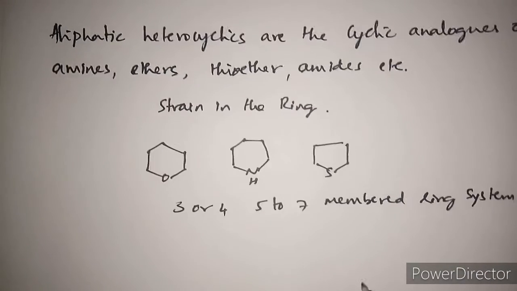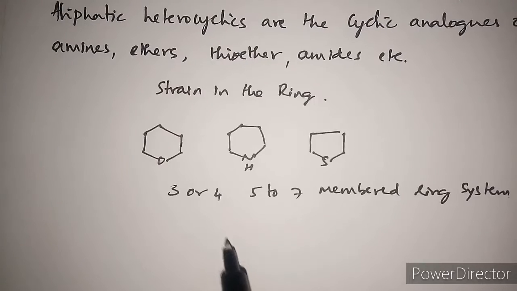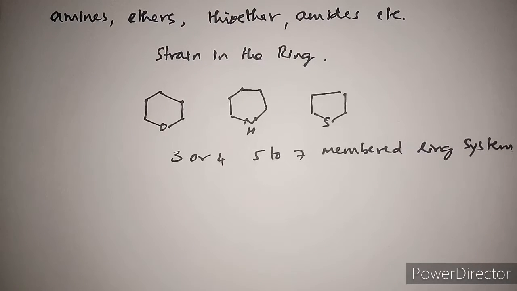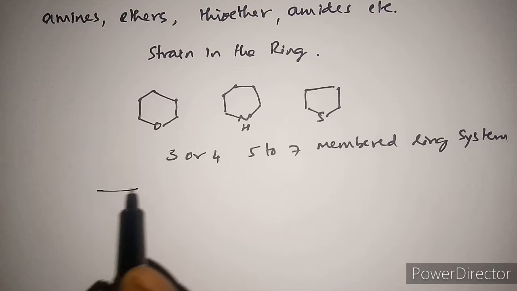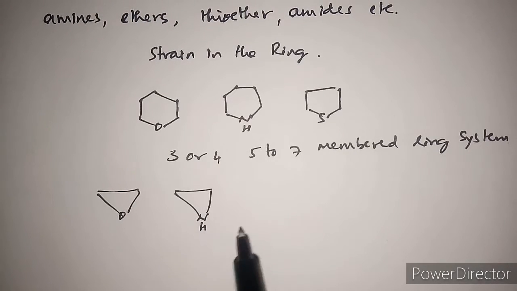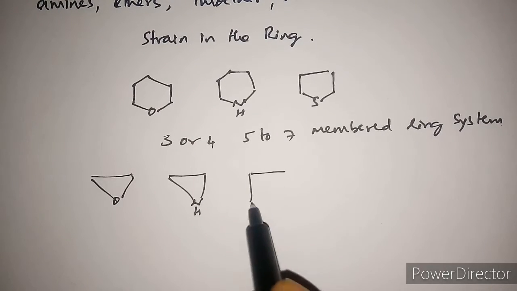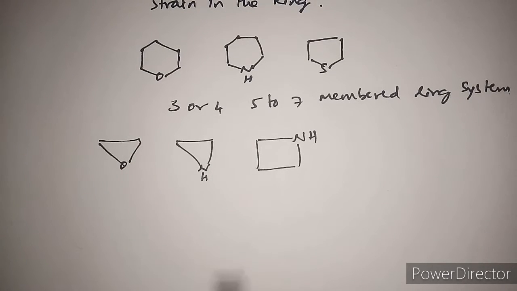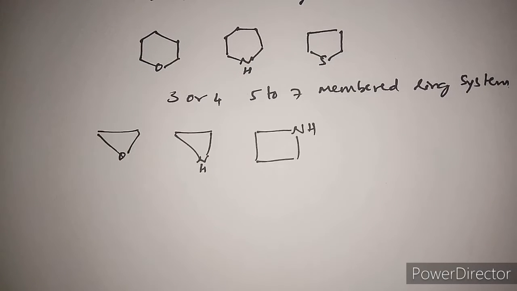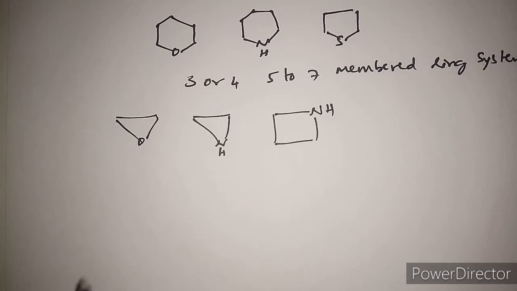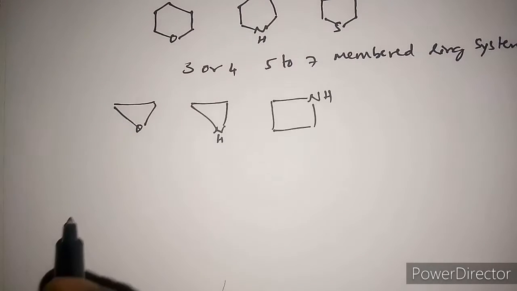The 6 membered ring system is very rare, but it actually attains an aromatic ring. In the case of aliphatic, 3 to 4, we can give such examples. Then 3 to 4 or 5 to 7 membered ring systems will actually make aliphatic heterocyclic systems.